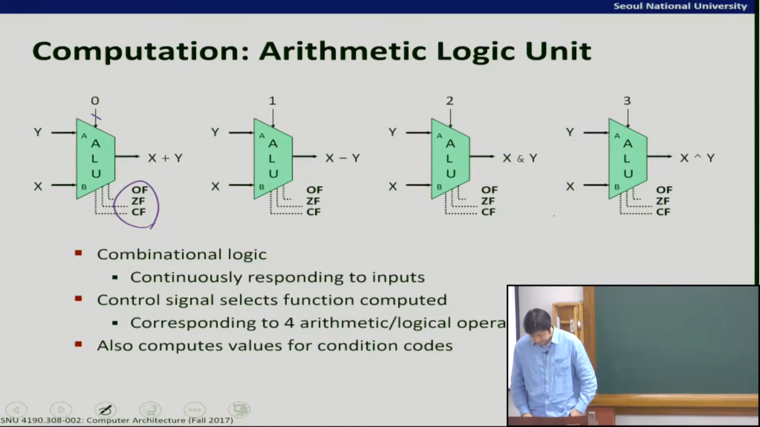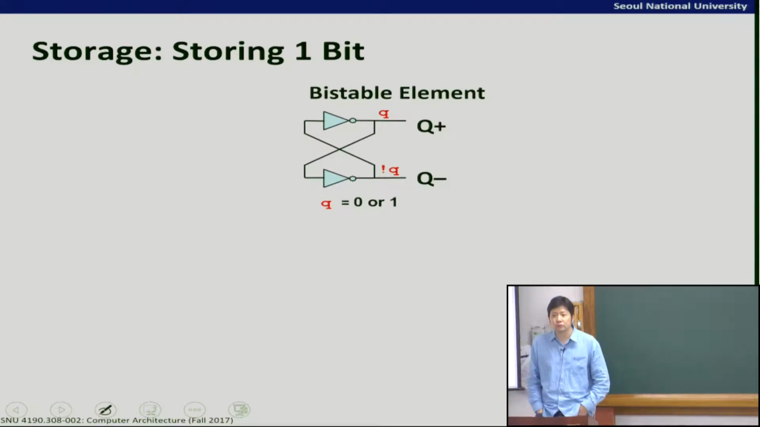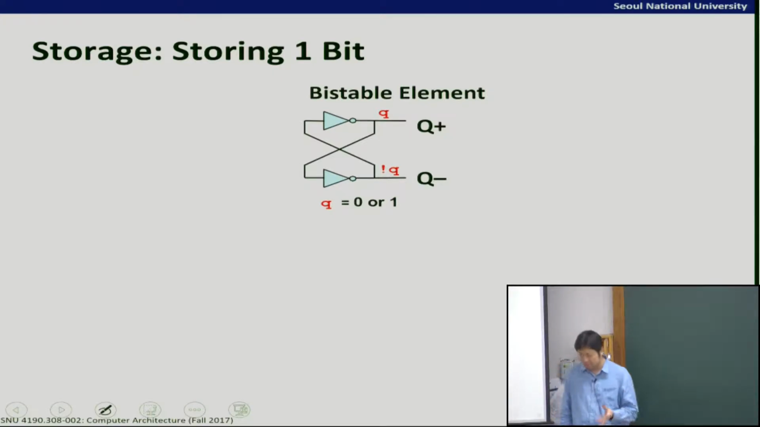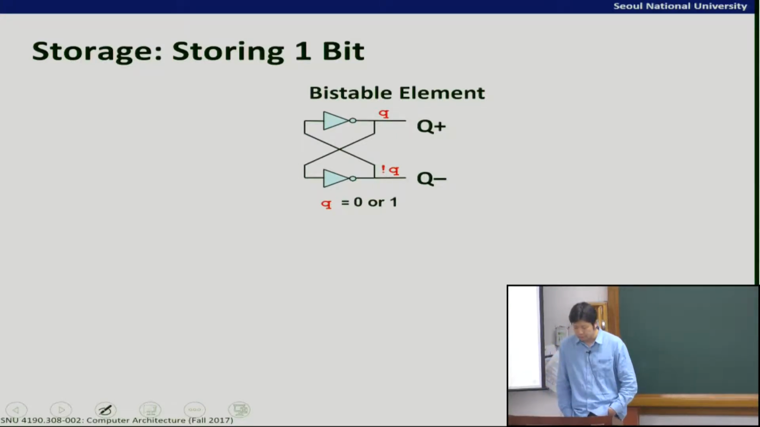All right. So far we covered combinational logic. Now we move on to the storage side, sequential logic, to store 1 bit of information. This one is the simplest memory element we can think of.